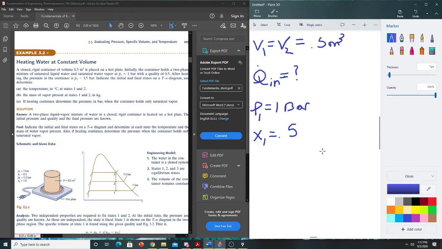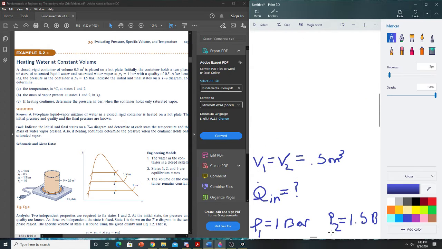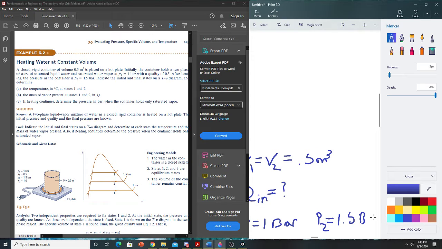So I'll go ahead and read that. It says saturated liquid water and vapor at pressure 1 bar with a quality of 0.5, so that means it is half and half, right, like an Arnold Palmer. So we have a half and half mixture here. And it says, after heating, the pressure in the container is P2, which is 1.5 bar. Okay, so let's go ahead and write P2 equals 1.5 bar. Might just have to do that for now.